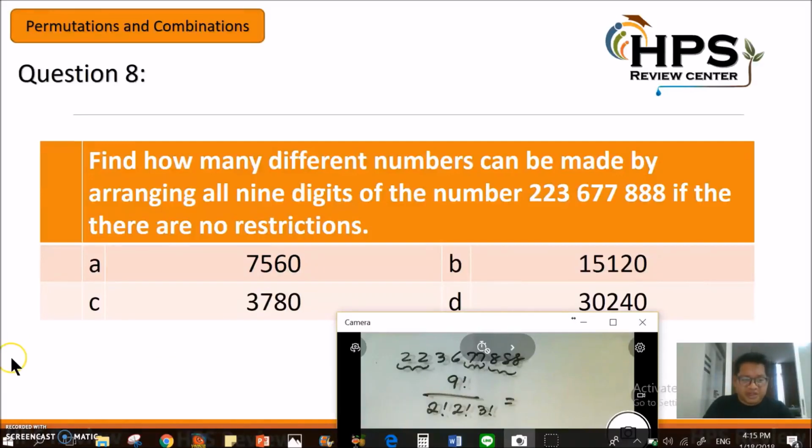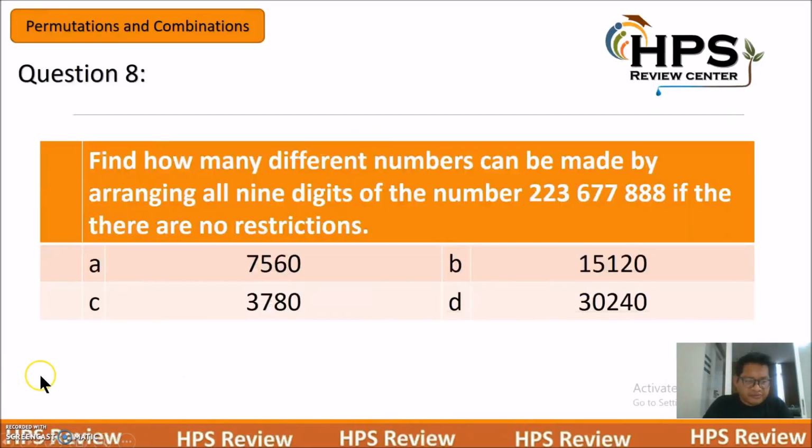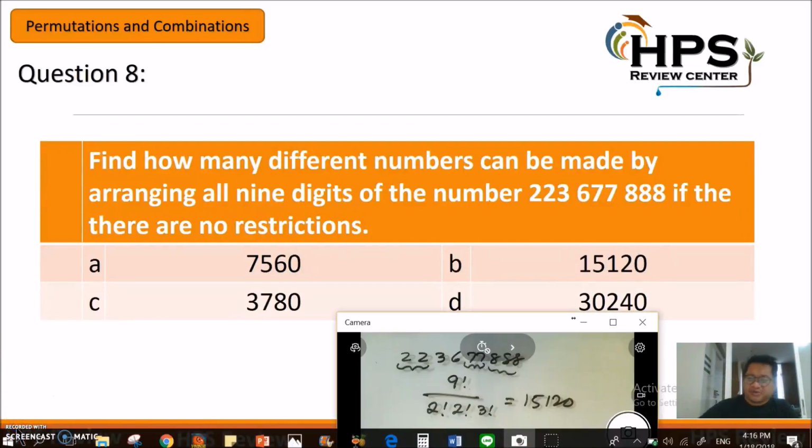And then let's press that into our calculator. One moment, let me pause this video for a while. Pressing that into your calculator will give you 15,120. The correct answer is letter B.